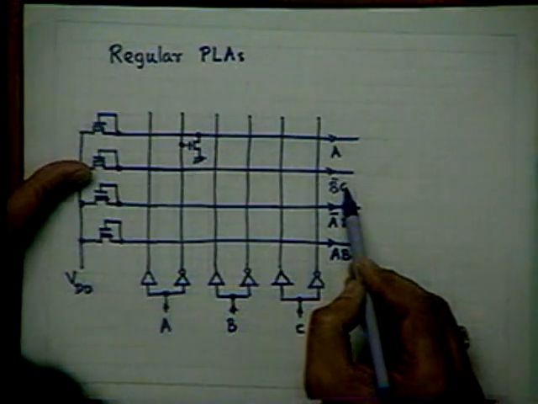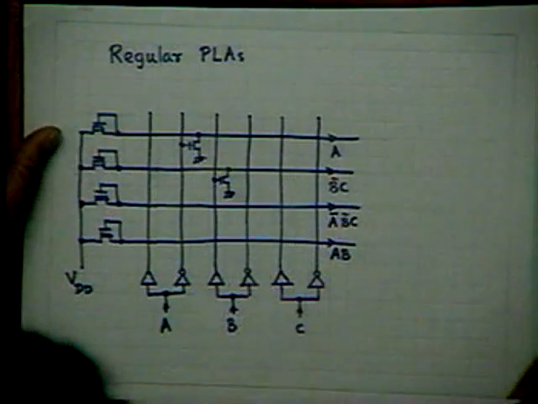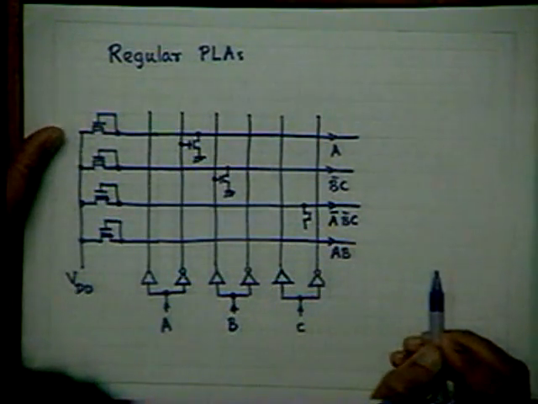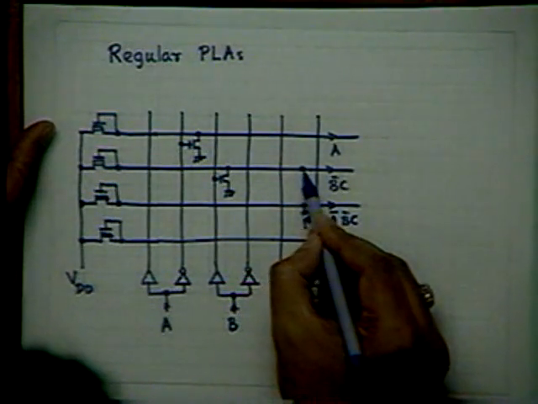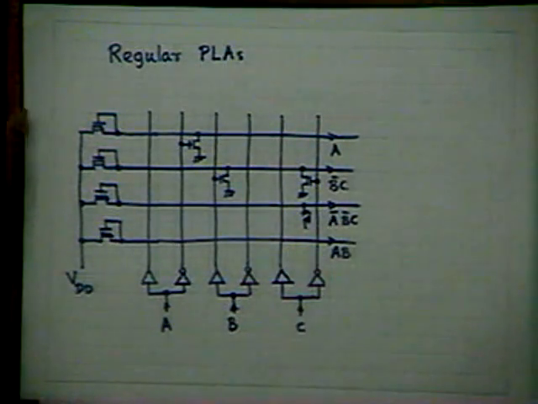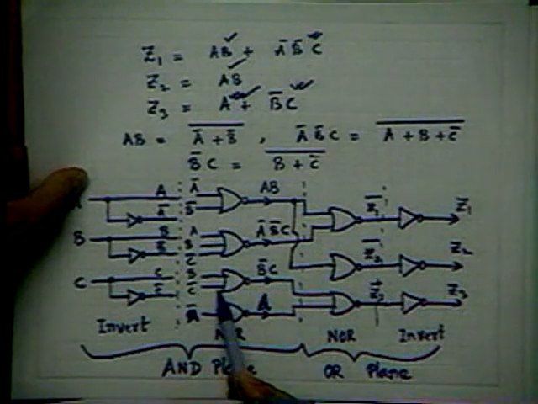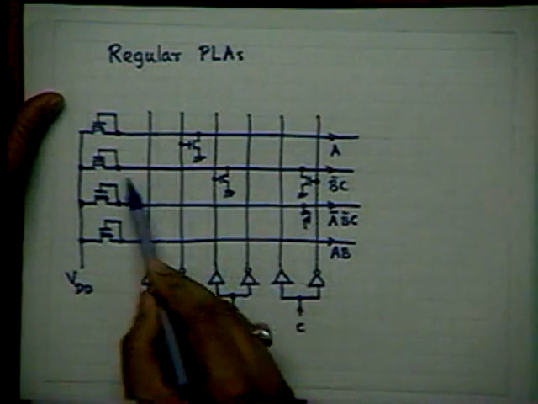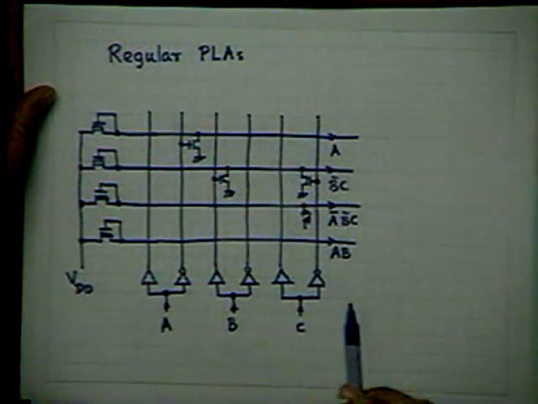Similarly, I want to produce B bar C. What do I do? I connect a transistor here. It is equivalent to producing B bar C: you have to apply B at the input and C bar at the input to produce B bar C. Exactly that. I have applied B at the input. So this is nothing but a NOR gate, and you have connected B at the input of this driver transistor and C bar at the input of this driver transistor, which are in parallel. Both of them are in parallel.